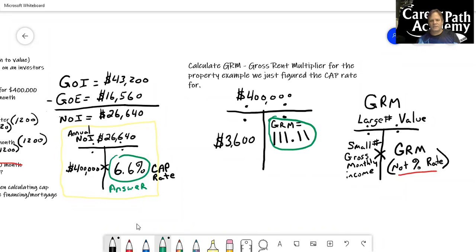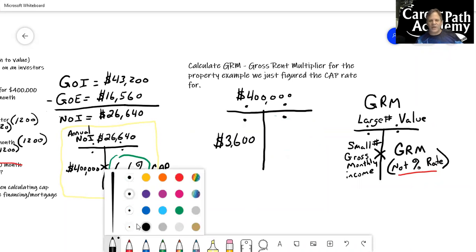That's your answer. 111.11. Is that a good number? Yes, it's the perfect number. There is no such thing as a good GRM. A multiplier is just a number that's used to compare two things.